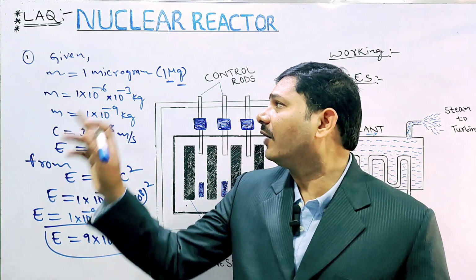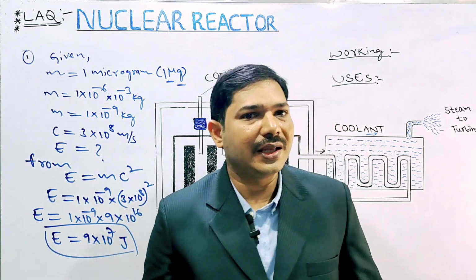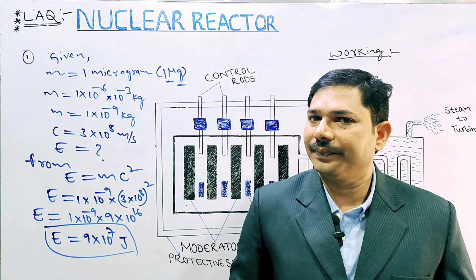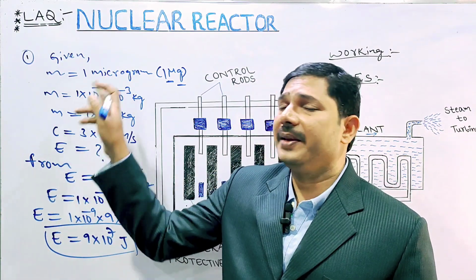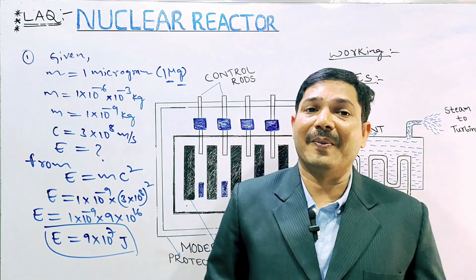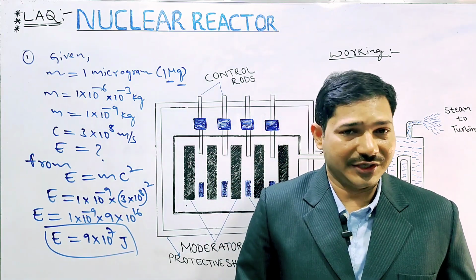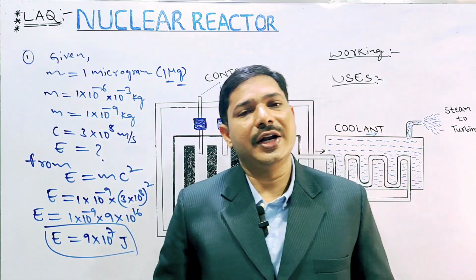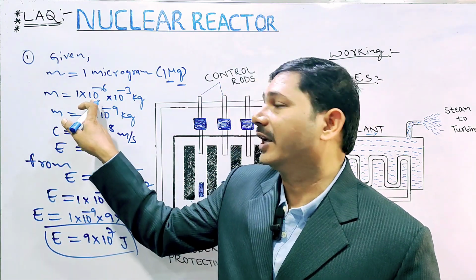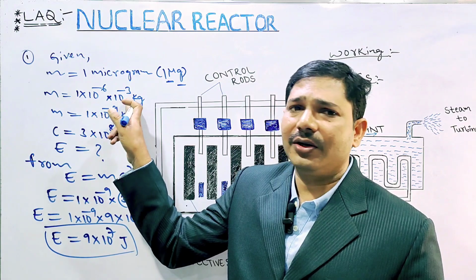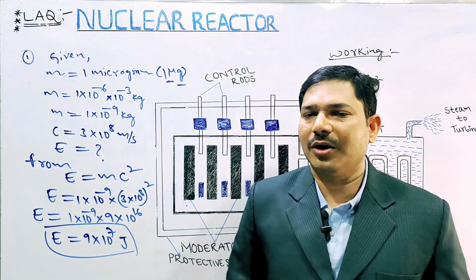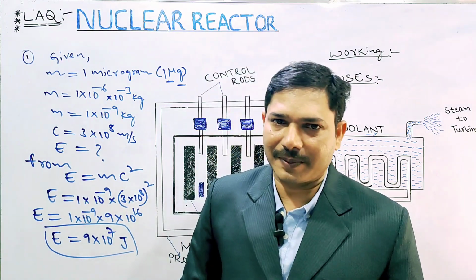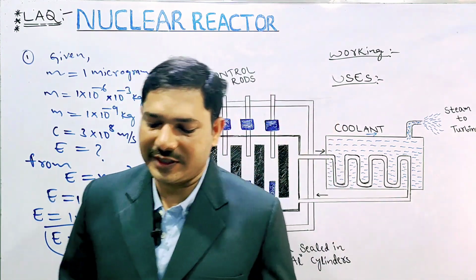Sometimes instead of micrograms, they can ask milligrams. If they ask milligram, milli means how much do you have to take? 10 to the power of minus 3 we have to take. Instead of micro, they can give milli. So at that time, what to do? You have to take 10 to the power of minus 3 here. Instead of gram to kilogram, 10 to the power of minus 3. Total, 1 into 10 to the power of minus 6 you will get. This is one type of question. Another type of question we'll see now.